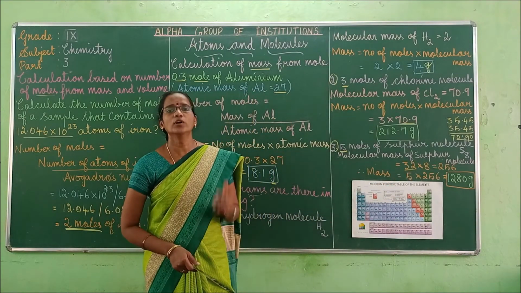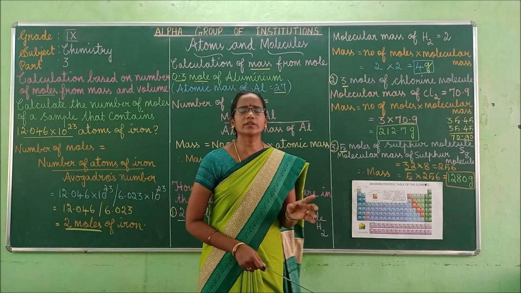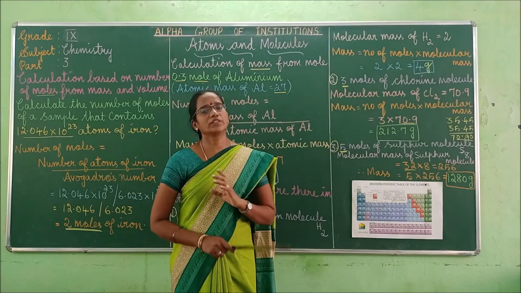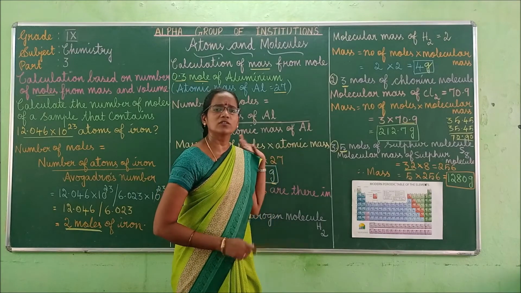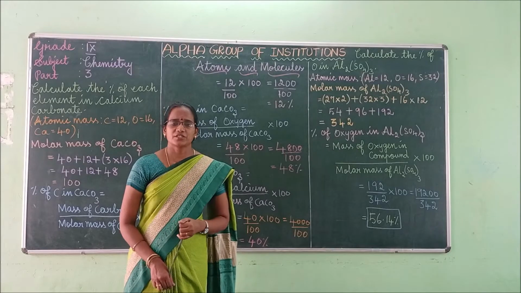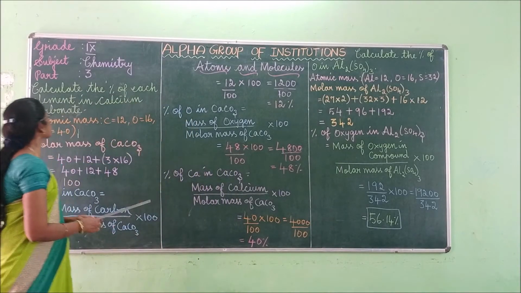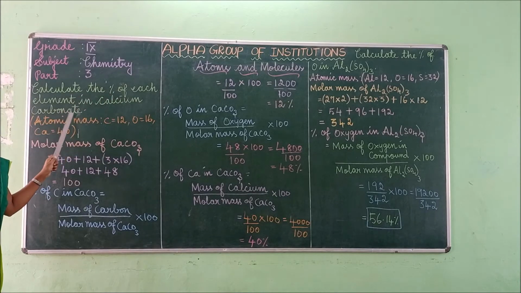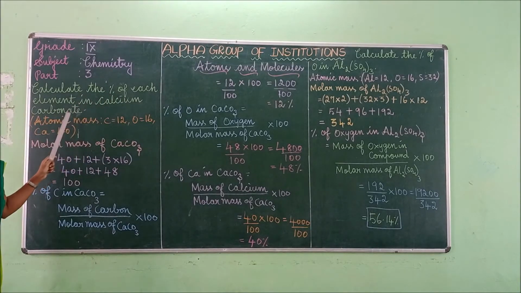Like this, you have to calculate. The very important thing is you should remember the atomic mass. Without atomic mass, you cannot solve any of these problems. Right, children? Right. The next problem is: calculate the percentage of each element in calcium carbonate.